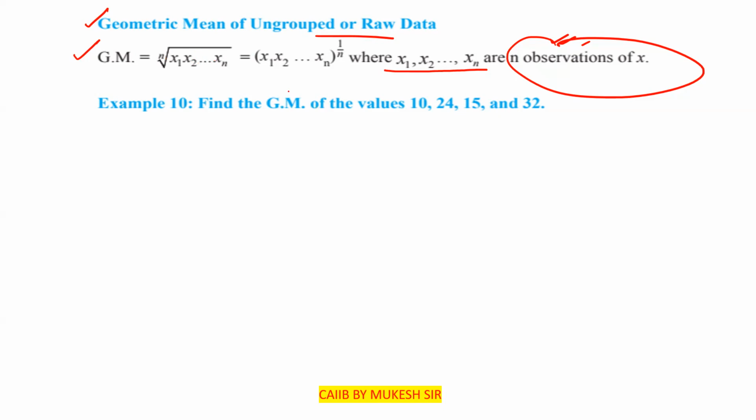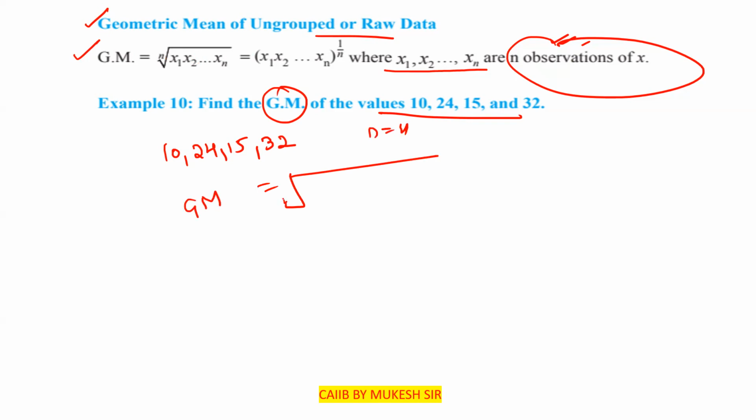Like we have to find the geometric mean of the values. These are four values: 10, 24, 15, 32. So now we have to calculate the geometric mean. We know that n here is 4, so we have to calculate the fourth root of 10 into 24 into 15 into 32. Otherwise, we can try to make it this way, like it is 4.